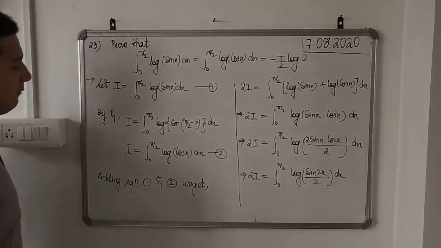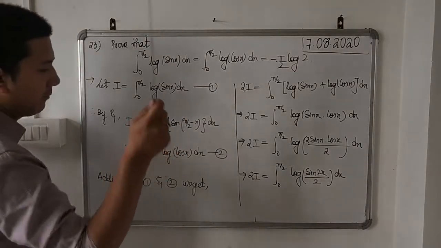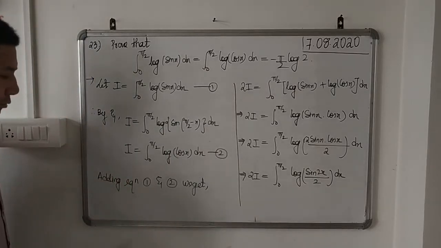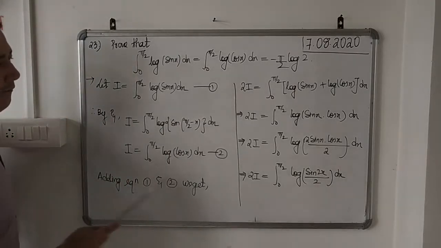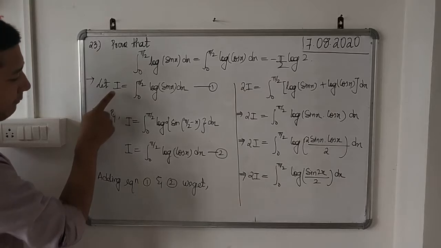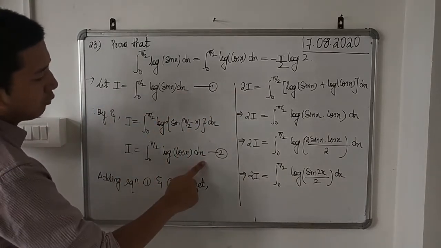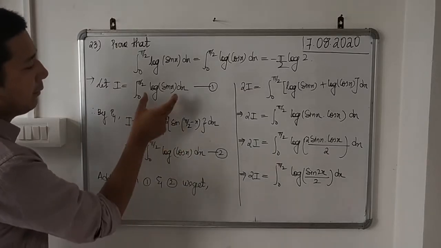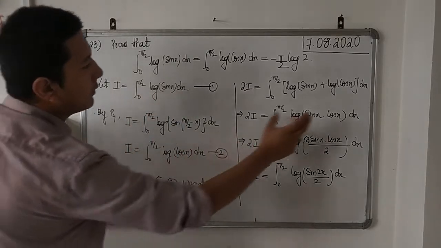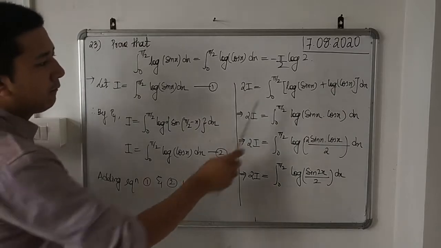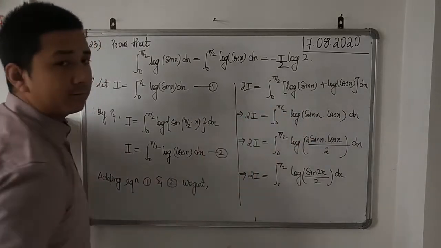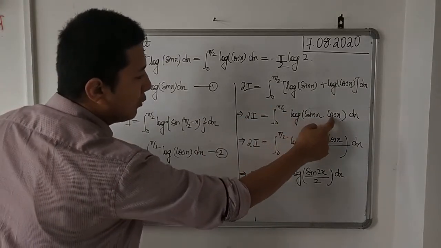Now, as we have done before, taking this equation number 1 and this equation number 2, we can add equation 1 and 2. And after adding, what I will get is very simple. I plus I will be 2I, and dx is common. So inside the bracket, I'll be getting log sin x plus log cos x. It is in the form of log a plus log b, which will give you log a into b.